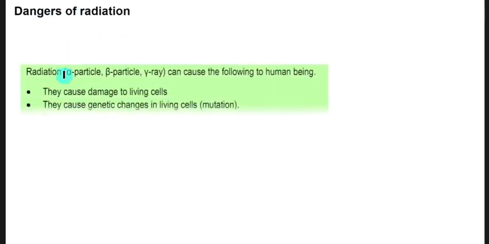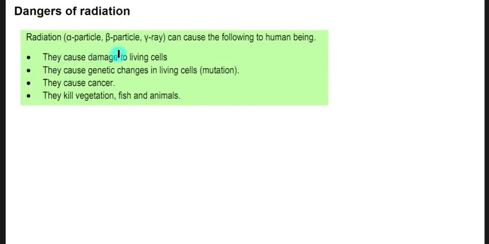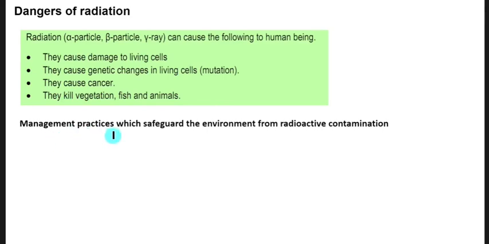Then let's look at also dangers of radiation. So we are saying radiation, alpha, beta, gamma, can cause the following to human beings. Number 1, they can cause damage to living cells. Number 2, they can cause genetic changes in living cells, which is a mutation. Number 3, they cause cancer. Number 4, they kill vegetation, fish, and animals. These are the dangers.